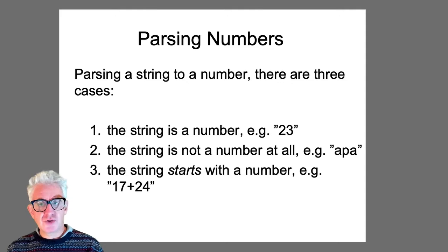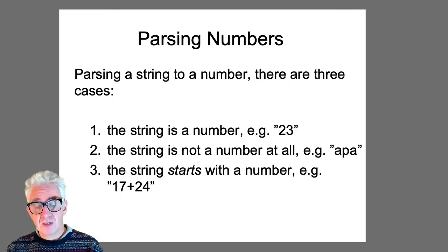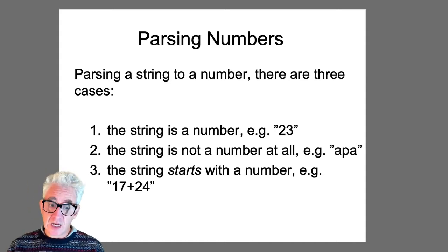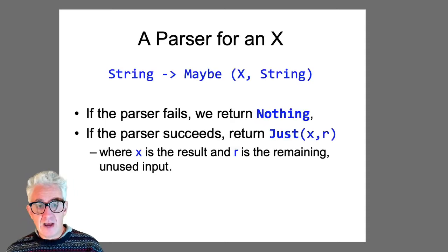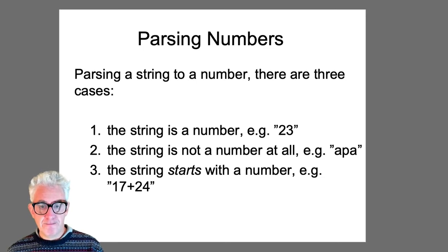So when we're parsing a string, taking a string and converting it to a number, there are essentially three cases to consider, represented by these three examples. Firstly, the string is already a number. The second case is when the string is simply not a number at all. And the third case is when the string starts with a number. Now, cases 1 and 3 are essentially similar. You can think of case 1 as being a special case of case 3.